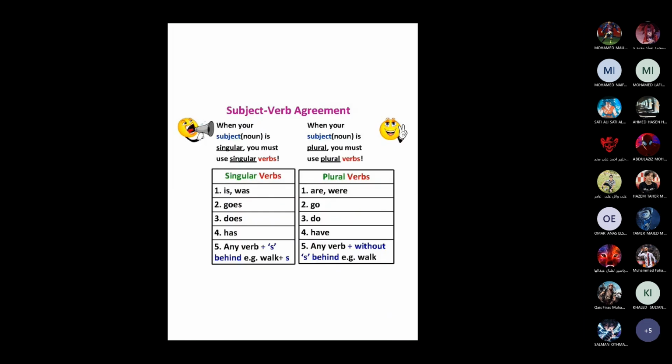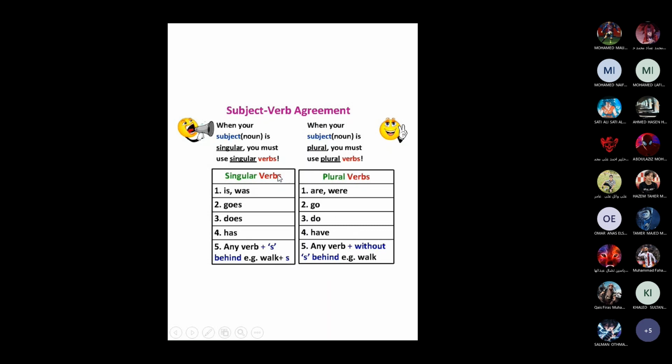Let's see some more. Subject-verb agreement: when your subject, that means the noun that we talk about, or the pronoun, is singular, you must use singular verbs. Singular verbs, as we discussed, are is, was, does, has, goes, for example. Any verb that gets an s at the end means its subject is singular. So easy. The second part: when your subject noun or pronoun is plural, you must use plural verbs, so are, were, go, do, have, and so on.